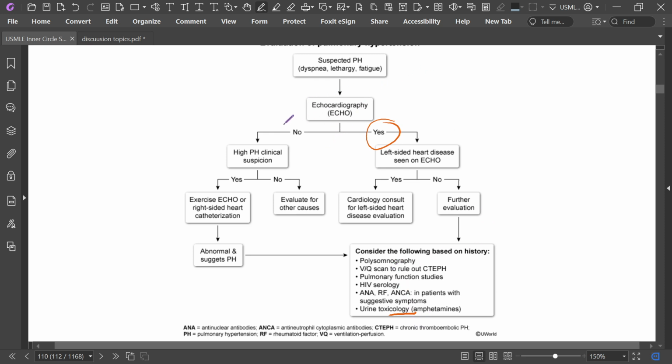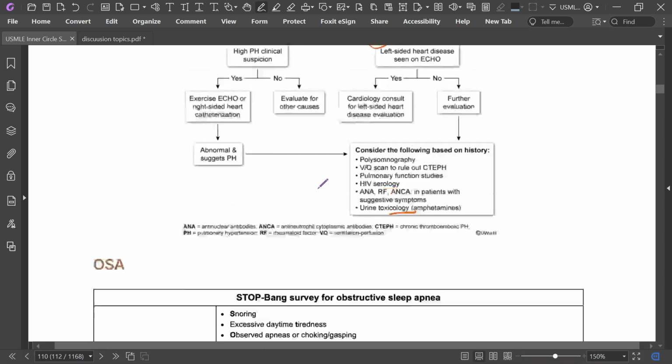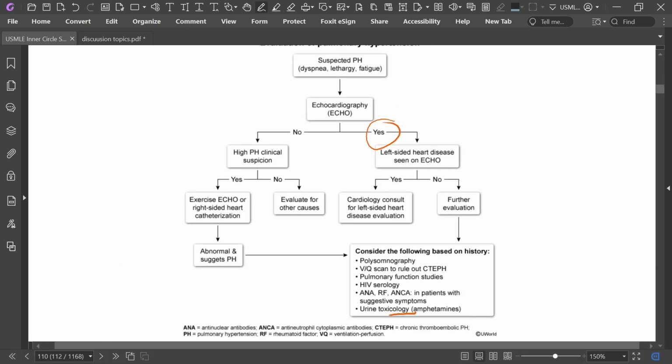If echo shows no high pulmonary hypertension probability but clinical suspicion is yes, do exercise echo or right-sided heart catheterization. If abnormal and suggests pulmonary hypertension, consider the following. If high pulmonary hypertension suspicion is no, evaluate for other causes. Okay.